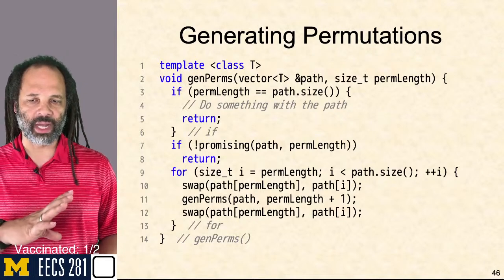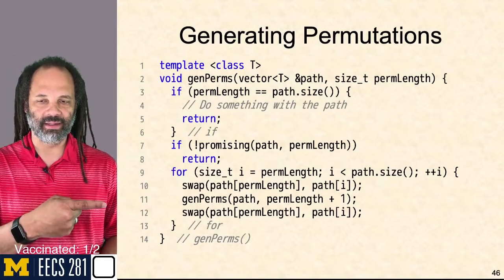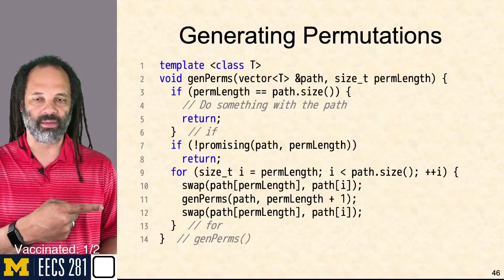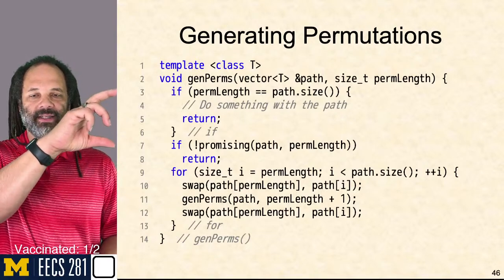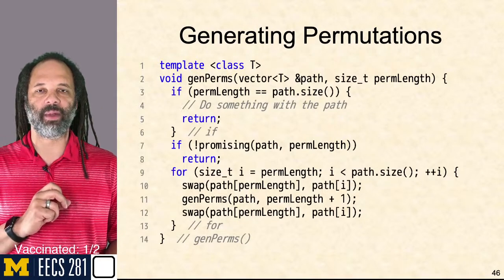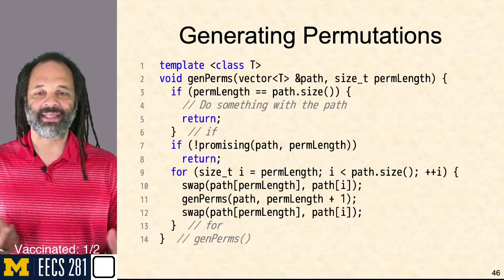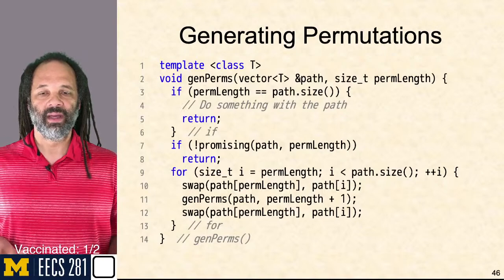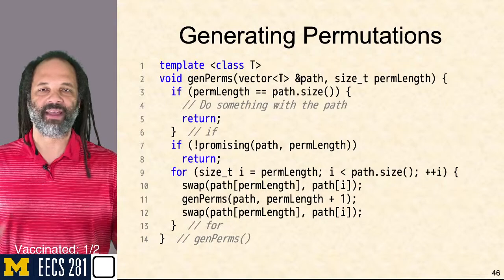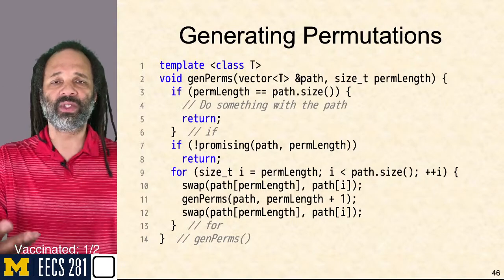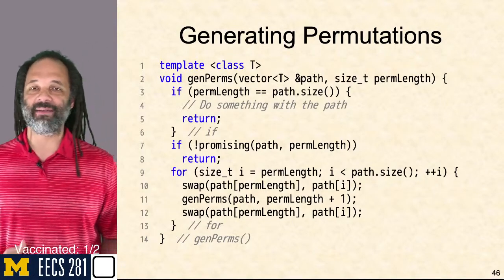So here's gen perms. You'll see it's a backtracking, right? Gen perms calls gen perms. We've got the things here that says, well, is this a solution? So if perm length is equal to path size, that's my base case of this recursive function. It gets me out. Because if perm length is equal to path size, I don't have to go in any further. I've got a solution. So now I need to do something with that solution. I might need to save it if it's better.